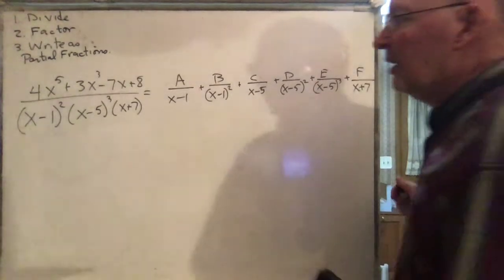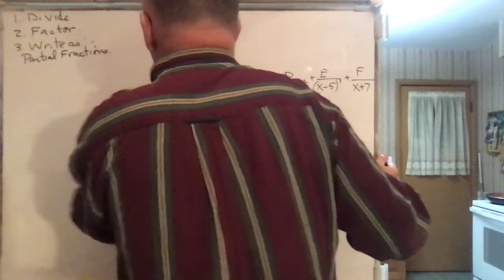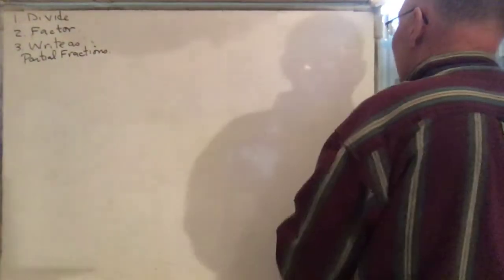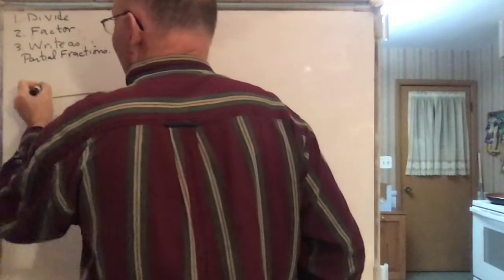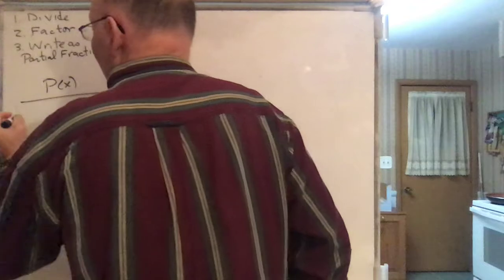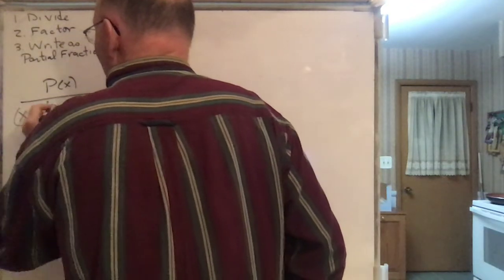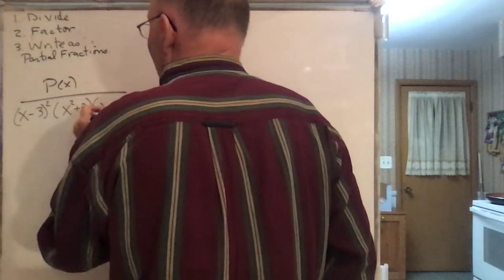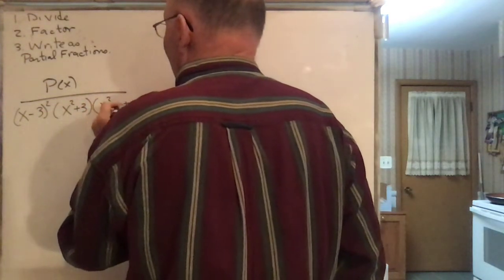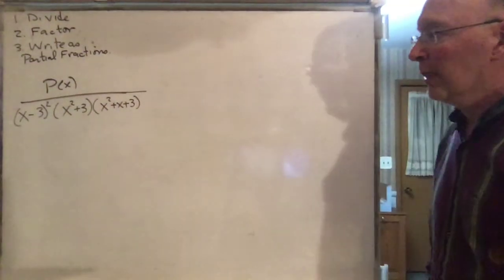Very good. Now, as I said, you might not have broken it all up into linear terms. You might have had some quadratic terms there. So let's do an example like that. Suppose you have something here, and here you have, say, x minus 3 squared, and here you have x squared plus 3, and here you have x squared plus x plus 3. Okay, just to make a lot of use of 3 there.